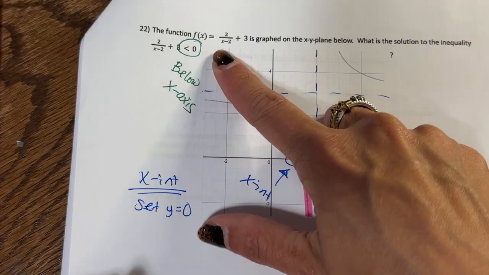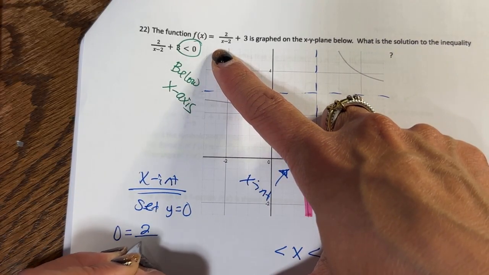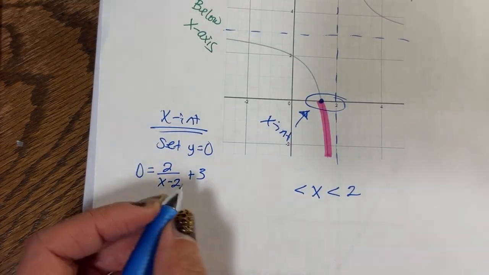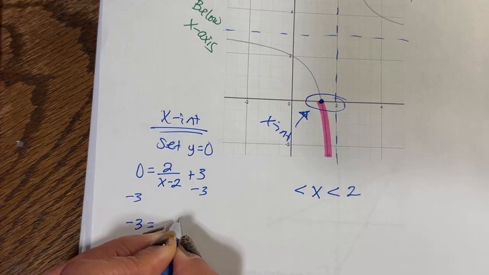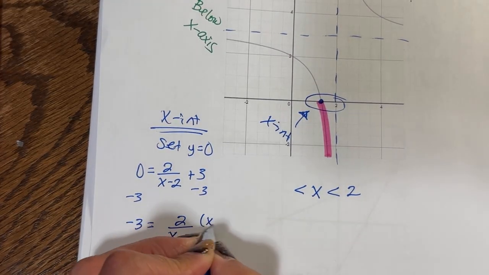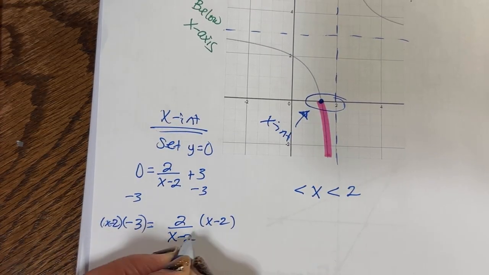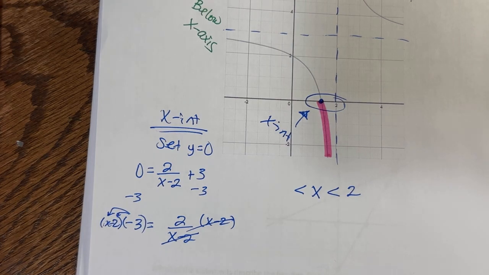All right, so that's basically where we set the equation equal to 0. So 0 equals 2 over x minus 2 plus 3. We need to solve for x. So I'm going to need to subtract 3 on both sides. Negative 3 equals 2 over x minus 2. I'm going to need to multiply both sides by x minus 2 to get rid of it in the denominator. And then we're going to need to distribute that negative 3 because we're not subtracting, we're multiplying.